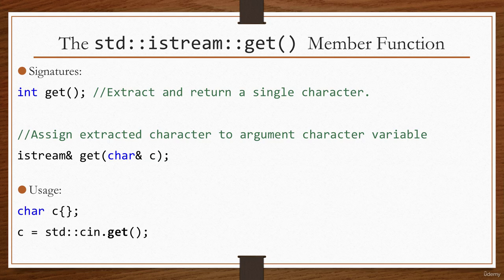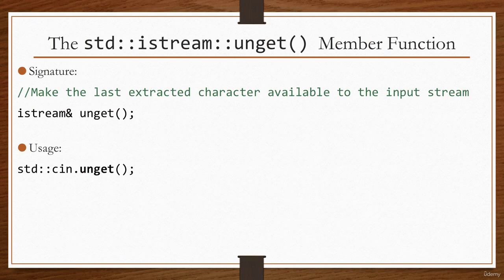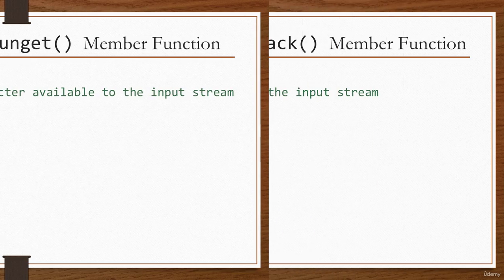As we've seen before, get also has a signature which allows us to provide an argument. The get member function is then going to assign the extracted character to the argument character variable. Now we also have the put member function. This is going to insert the argument character into the stream. You can do cout.put for example. Then we also have unget, which is also a member function, and this is going to make the last extracted character available to the input stream. We have cin.unget, for example.